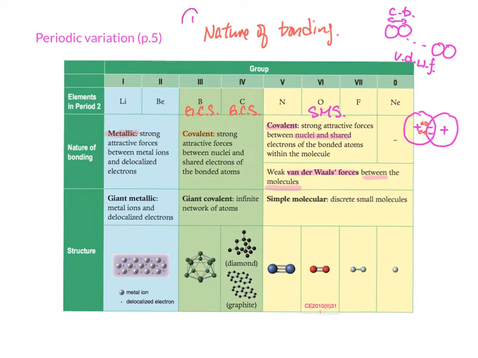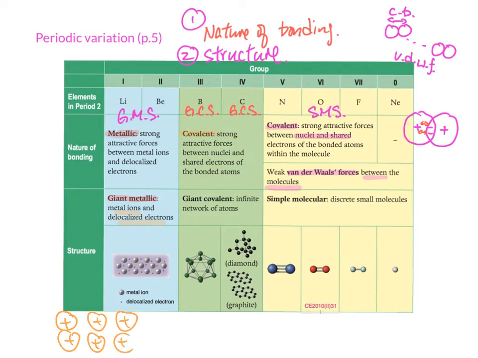Other than the nature of bonding, just now we are talking about the structure of these elements. The ones on the left-hand side will have a giant metallic structure, and the metallic structure is about the cations and also the delocalized electrons. If we draw that, you'll find that they have cations, and then we'll have delocalized electrons in between. So these are the attractions between metal ions and delocalized electrons.